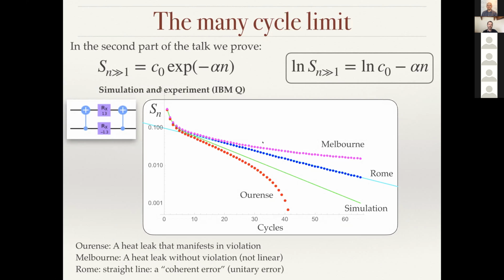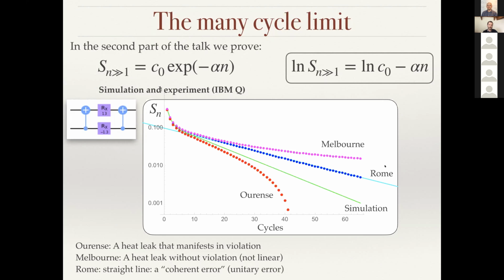Melbourne doesn't show any violation. It's all positive values. And more than that, it's still monotonic. However, it's not exponential. And we are in the weak action limit. So just by the fact that it's not exponential, we know that it's coupled to the environment in a non-negligible way.